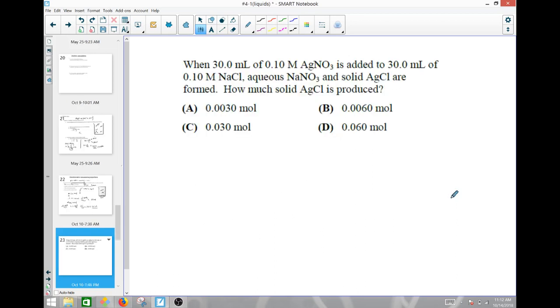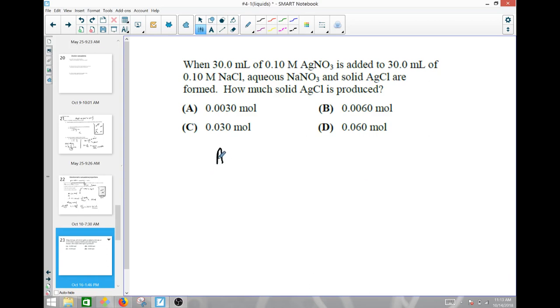You're always welcome to pause a video whenever you want to try a question out. When 30 milliliters of 0.1 molar AgNO3 is added to 30 milliliters of 0.1 molar NaCl, an aqueous solution of sodium nitrate and solid AgCl is formed. How much solid AgCl is produced? So you can pause the video, take a look. All right, so the first thing I do is I have to wrap my brain around what this reaction looks like. Pencil math is your friend.